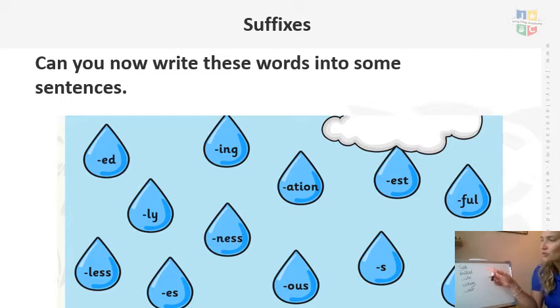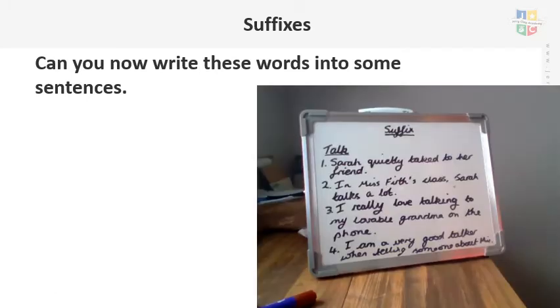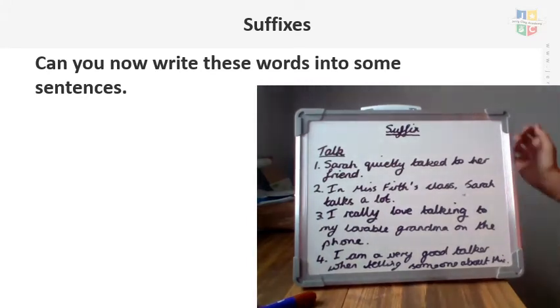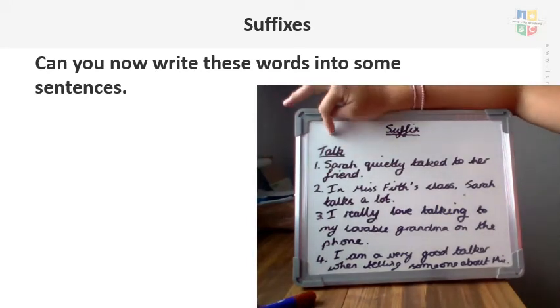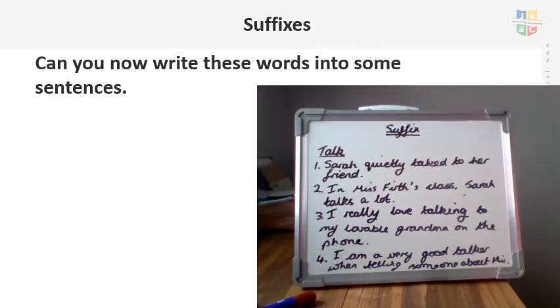Okay, so you can see if you can put some of these into some sentences. So obviously you've got your different words that you've had a go at doing. Now I'd like you to put each of these into a sentence to see how we can apply our words with our suffixes on into a sentence. So yours might look something like this. You write the title suffix, you write your subheading of the word that you're doing, and then in each and every single sentence you've got the different words. So these were just like I said, Sarah quietly talked to her friend.